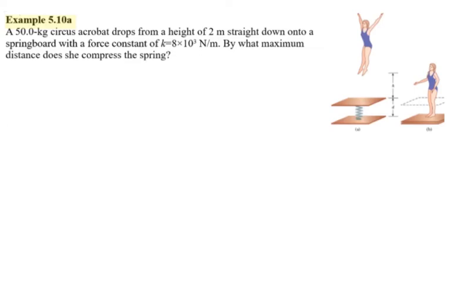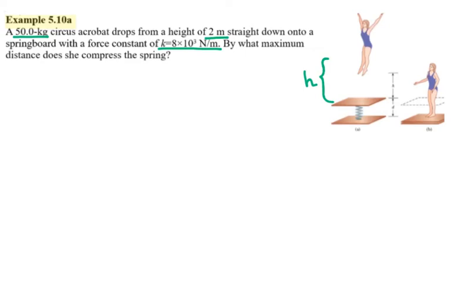Here's another question. A 50 kilogram circus acrobat drops from a height of 2 meters straight down onto a springboard with a force constant of 8,000 newtons per meter. By what maximum distance does she compress the spring? As always, I'm going to underline everything that is given. So she is 2 meters above the ground. So that's the height. She's 50 kilograms, and the constant is 8,000 newtons per meter.